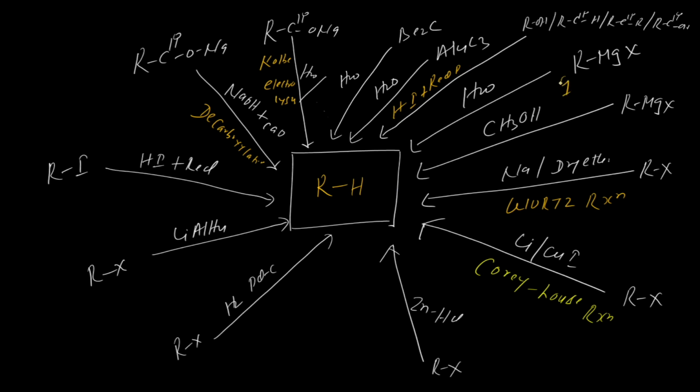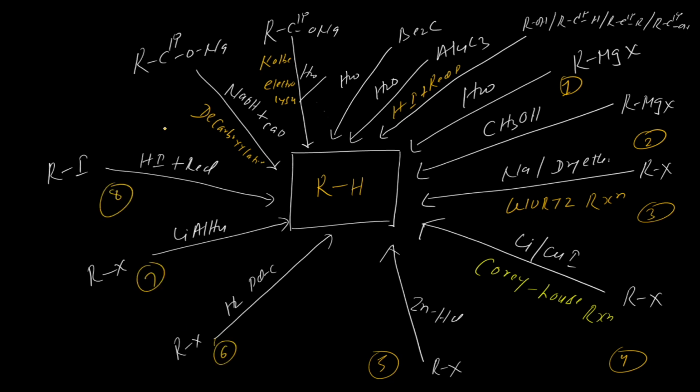So let's count: 1, 2, 3, 4, 5, 6, 7, 8, 9, 10, 11, 12, 13. Overall we have 13 methods of preparation for the alkane. This way we have covered the preparation of alkane today. In the next class we will study the physical and chemical properties of alkane. Till then, goodbye, take care.